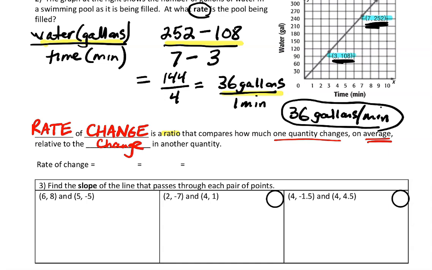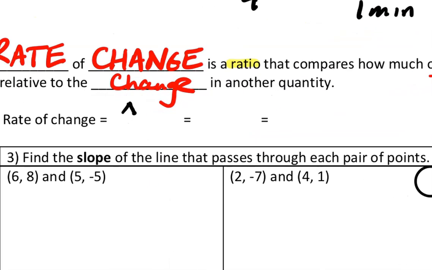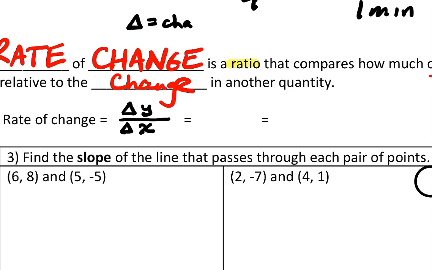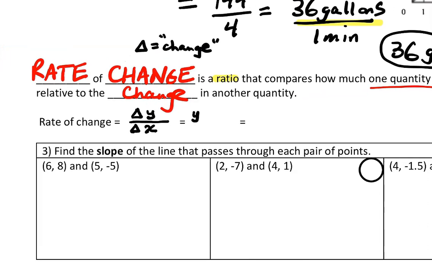So when we were doing the rate of change graphically, we were doing the change. We use a little triangle for change. The change in y over the change in x. In math, this little triangle we say is the change. Change in y over change in x. So for the change in y, we subtract the two y coordinates and divide that by the change in the x coordinates.